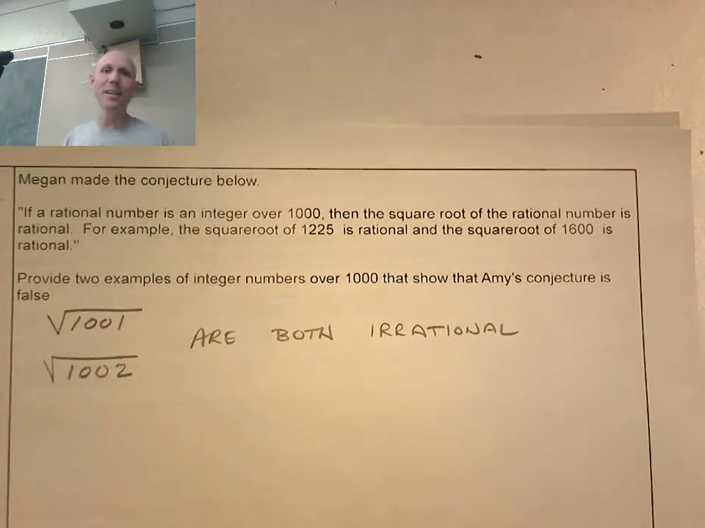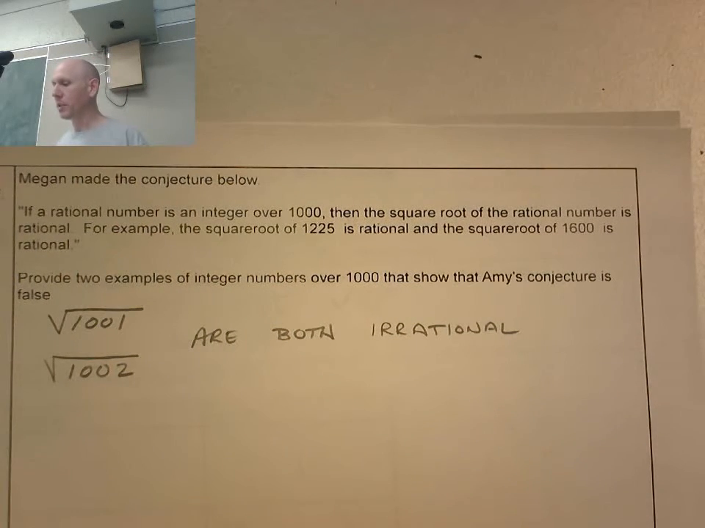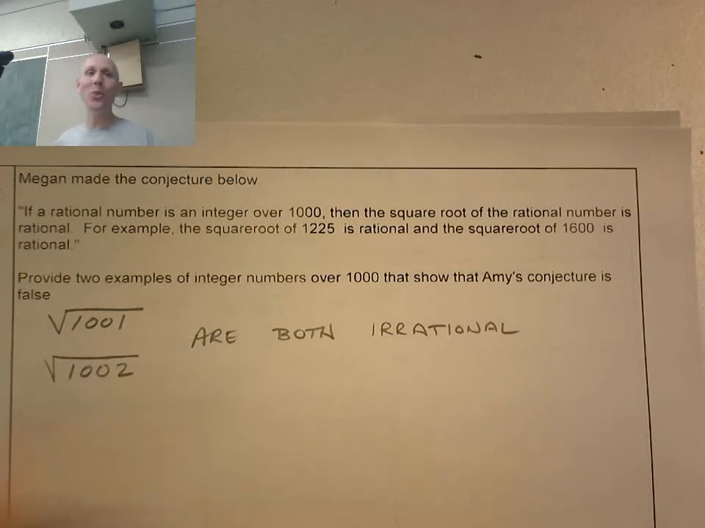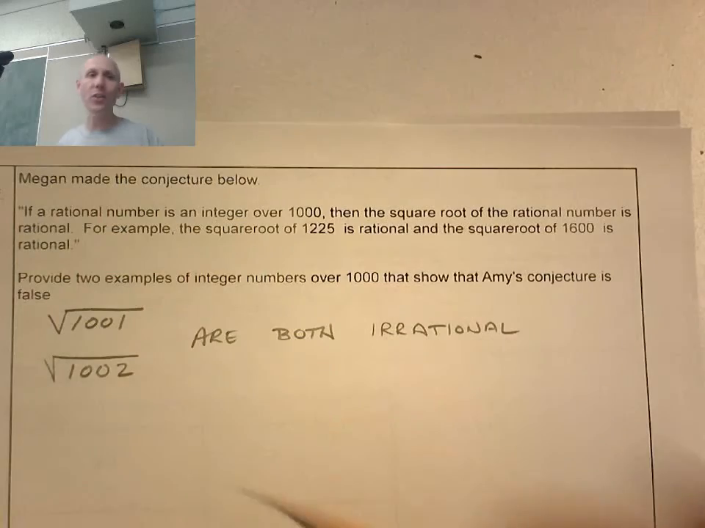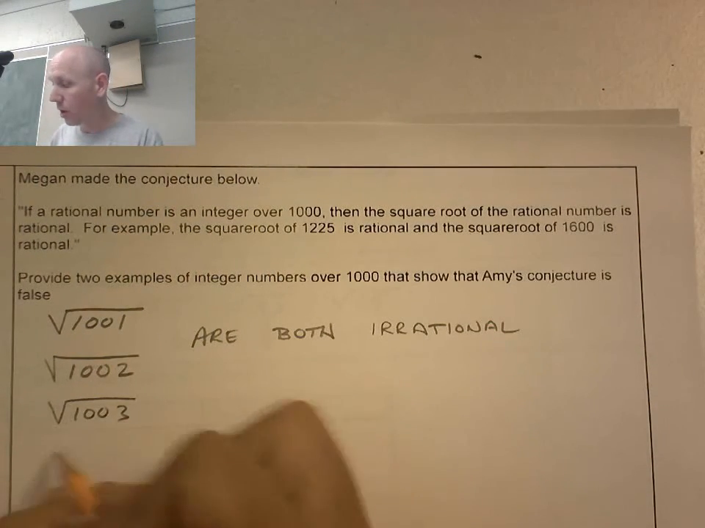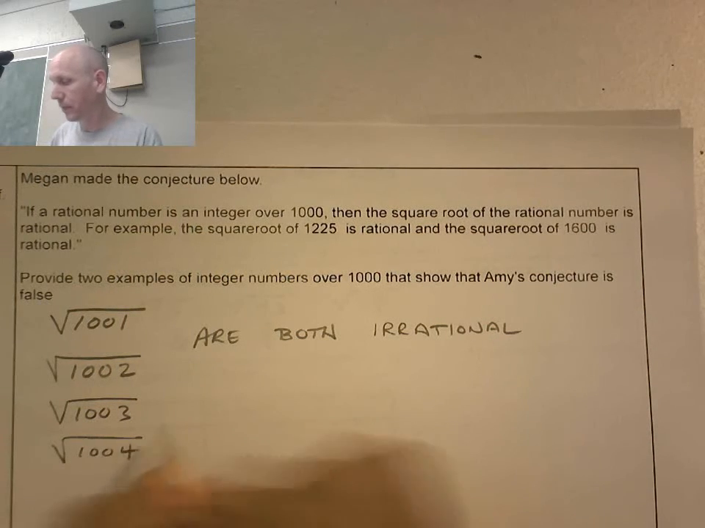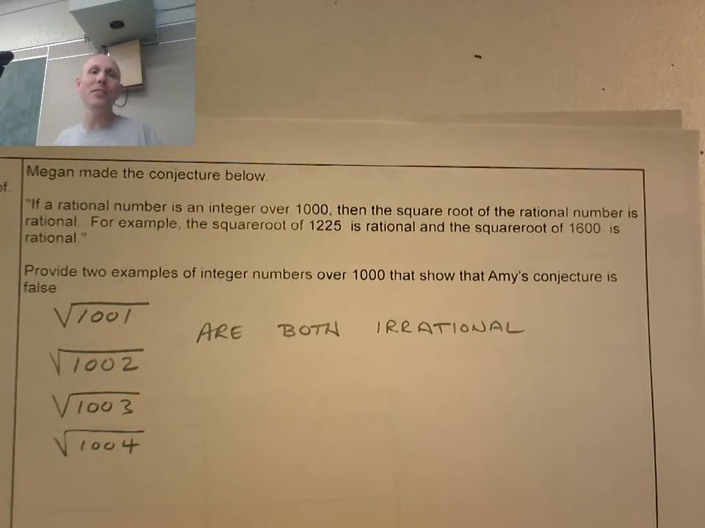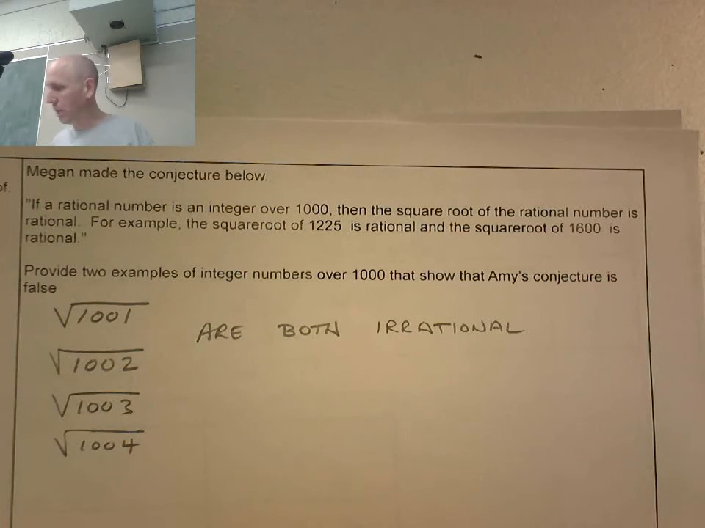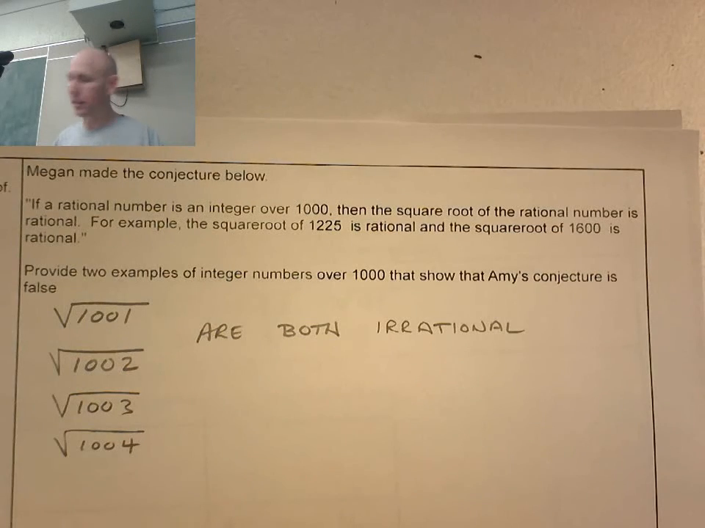No, that's not rational. So it says, provide two examples of integer numbers over 1,000 that show that the conjecture is false. Look, here are two that show she's not right. She chose two examples where it works. I just chose two that don't work. Look, I'm going to choose another one where it doesn't work. Oh, here's another one where it doesn't work. I mean, she gives you two that work. I can give you hundreds, well, technically infinite, that don't work.